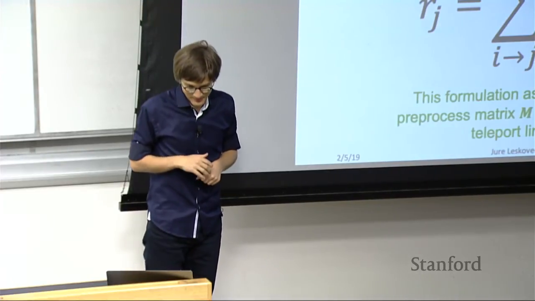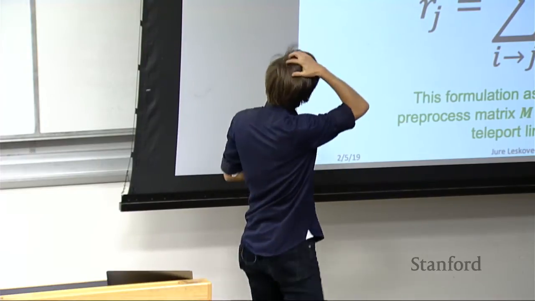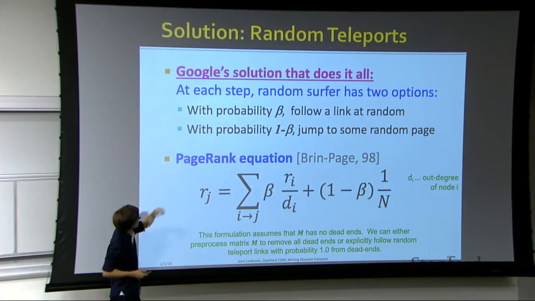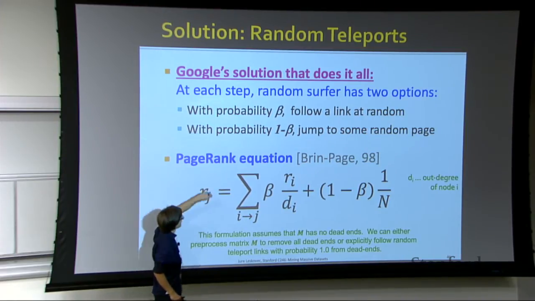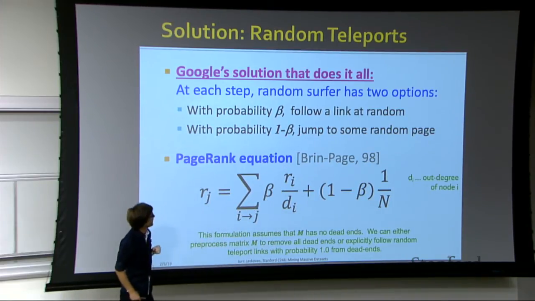So how do you now put all this together? We have this random walker formulation where we say with probability beta the random walker follows a link at random, and with probability 1 minus beta, it jumps to some random page.